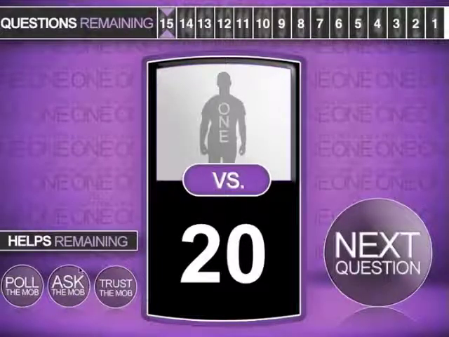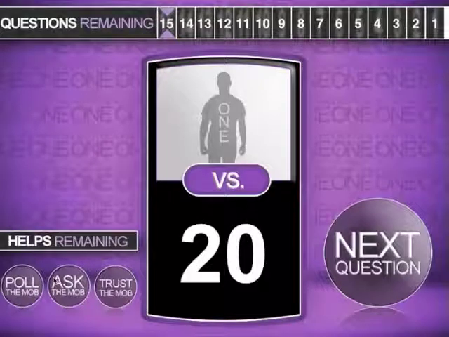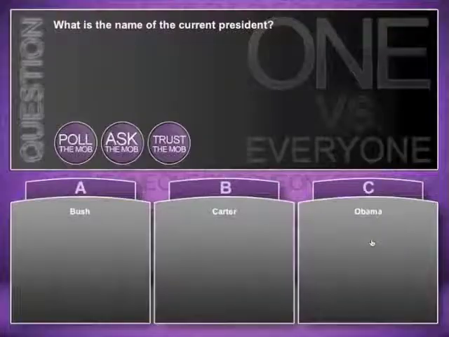And we also have 3 helps on the screen, and those are right there, but we can't use those yet. We cannot use those until we actually see a question. So let's go ahead and start the game by clicking on the next question button. And we have our question here. What is the name of the current president? We have our 3 answers, and we have our cheats. And those are poll the mob, ask the mob, or trust the mob. And you can use those one time per game.